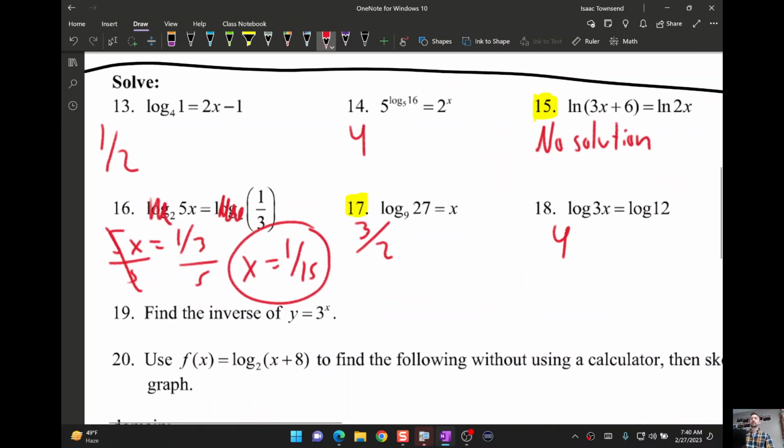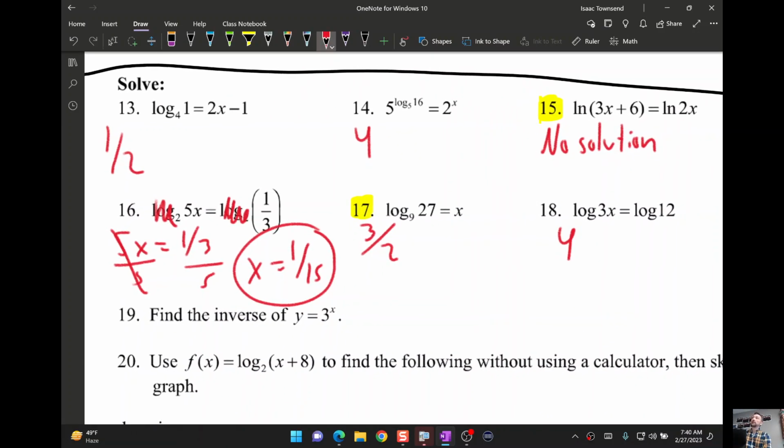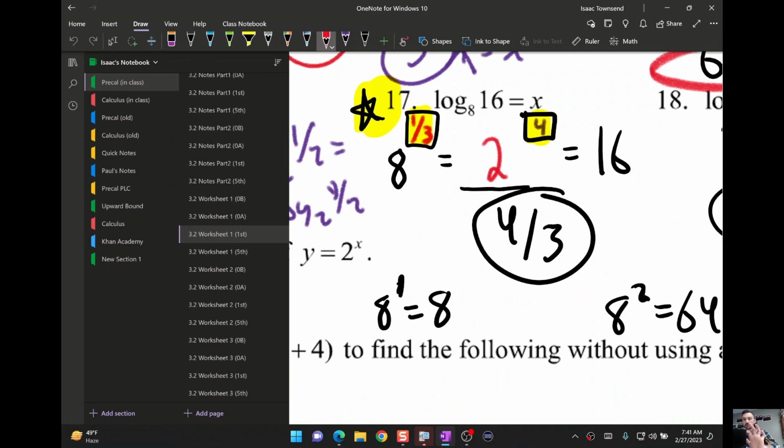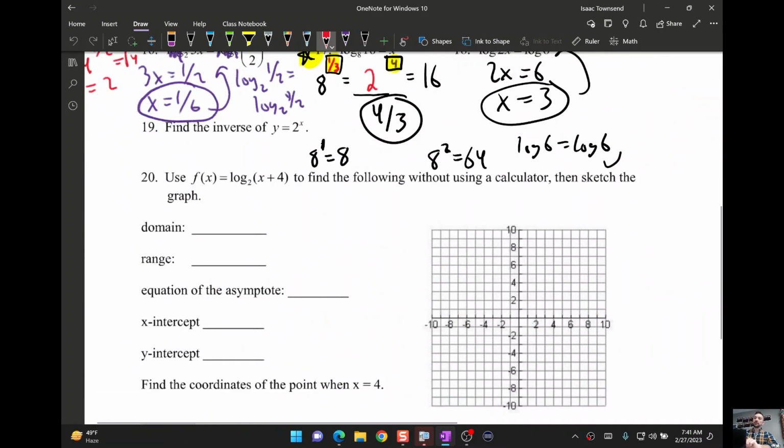Thank you. Everybody okay with 15 and why it's no solution? You guys okay with why 17 is 3/2? Any of the others? 13, 14, 18? Okay. Then let's look at the last section, which focuses on graphing.